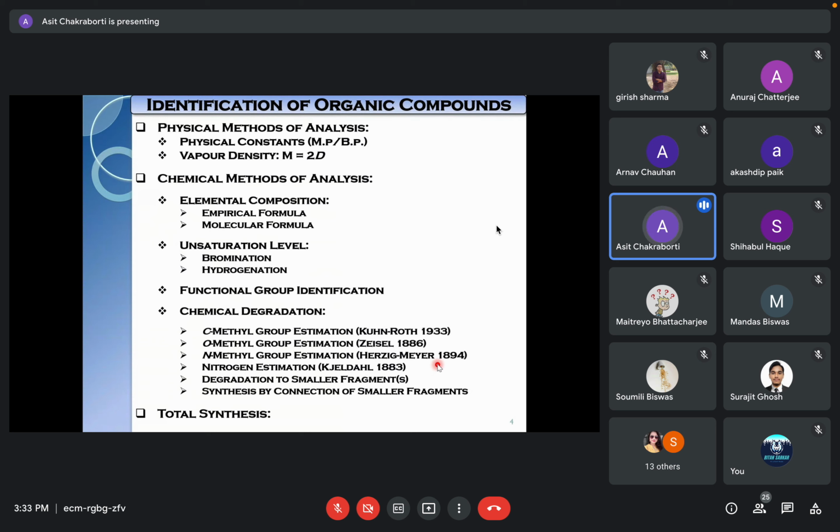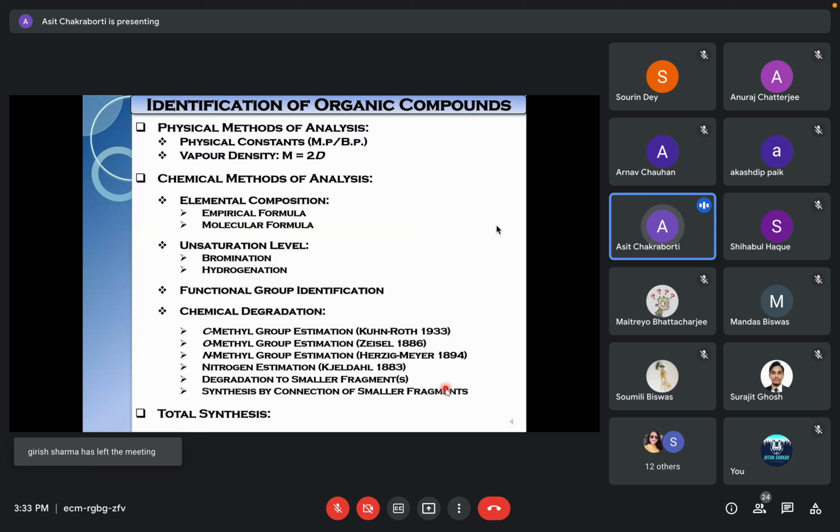Here, with all the small fragments, if there is a carbohydrate molecule, you do the hydrolysis of the carbohydrate. Then later you try to stitch the non-carbohydrate part and the carbohydrate part together and see whether it works or not.